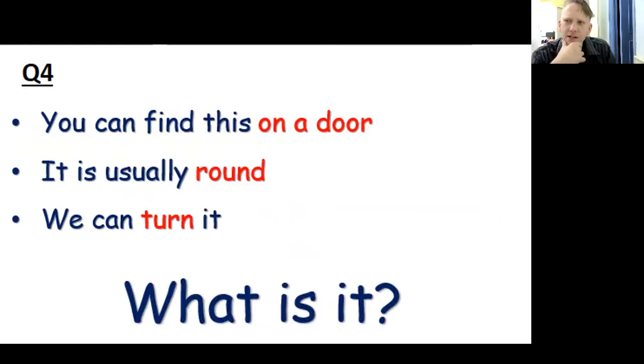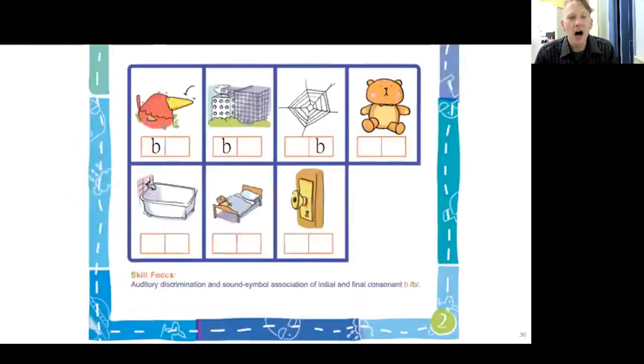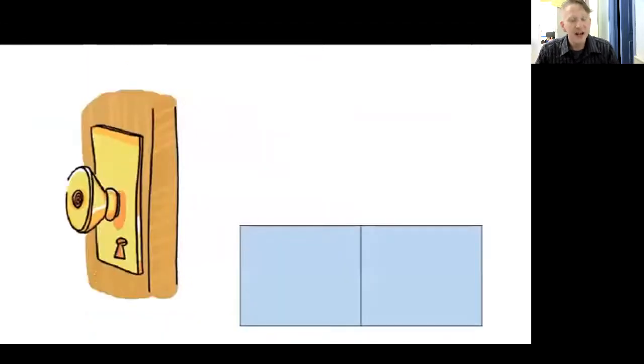What do you think it is? If you said knob, you are correct. That's right. Which one is a knob? Right here. It is a knob. Let's say it again. Knob. Knob. We're using the B sound.